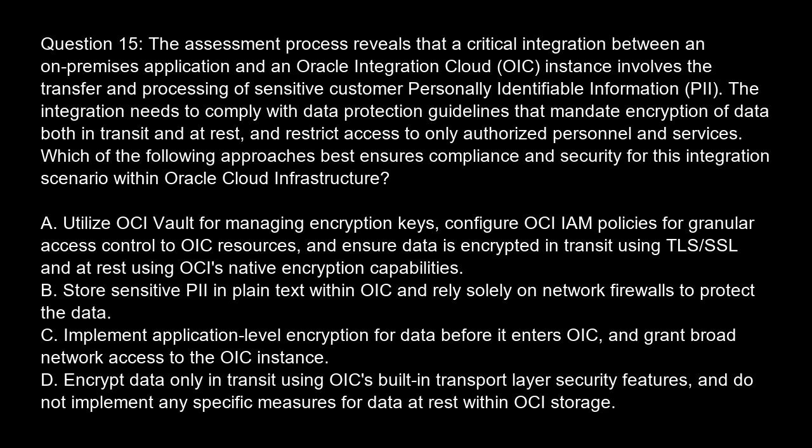Option B. Store sensitive PII in plain text within OIC and rely solely on network firewalls to protect the data. Option C. Implement application-level encryption for data before it enters OIC and grant broad network access to the OIC instance. Option D. Encrypt data only in transit using OIC's built-in transport layer security features, and do not implement any specific measures for data at rest within OCI storage.